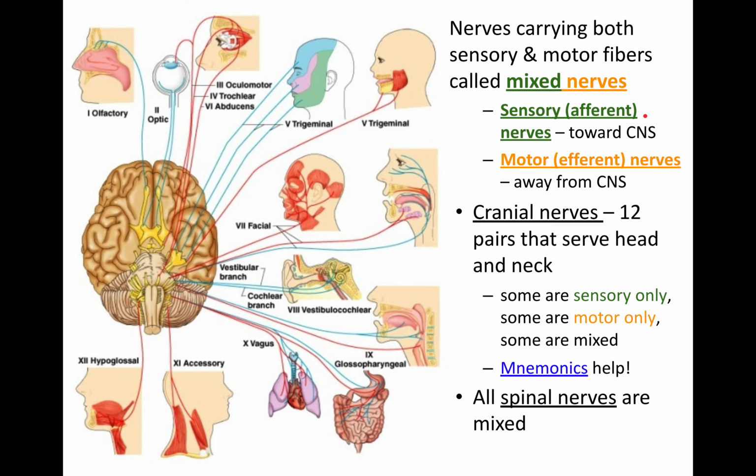But nerves that contain only sensory information, those are called sensory nerves. When I say that, I mean nerves that contain only sensory neurons are called sensory nerves because they're only sending information to the CNS.